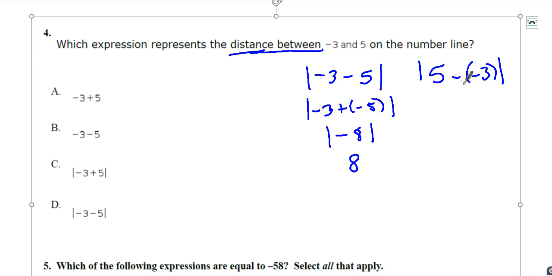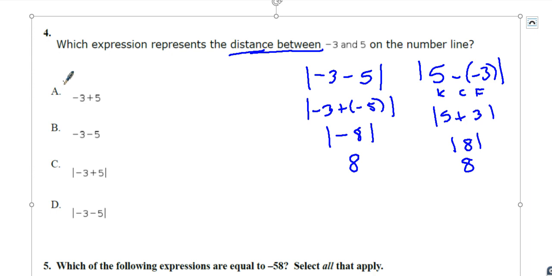And then I have 5 minus -3. So if I keep, change, and flip the signs, that's 5 plus 3. The absolute value of 5 plus 3 is the absolute value of 8. The absolute value of 8 is, again, 8. So I'm looking to confirm that I don't have any expressions that end up being 8.